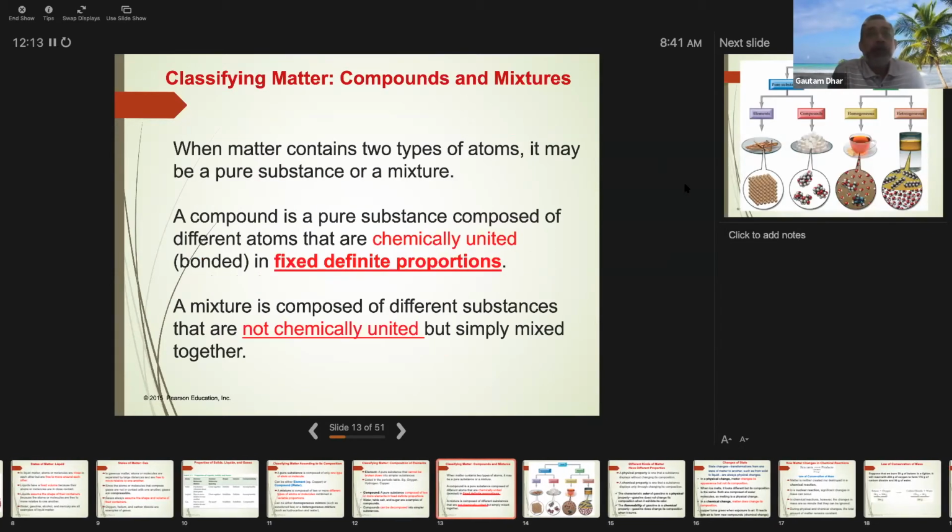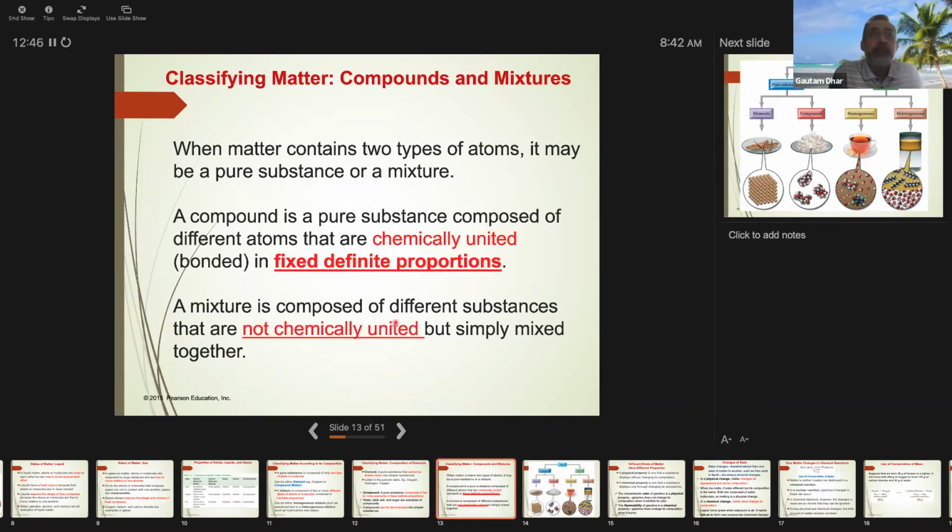So the law of fixed or definite proportion. This, as I said, is the important law. A compound is a pure substance composed of different atoms that are chemically united in fixed and definite proportion. So it cannot change. So if I have water, whether it is from Los Angeles or from New York, it doesn't really matter. It'll still be water with the same ratio of atoms, the same elements and the same proportion.